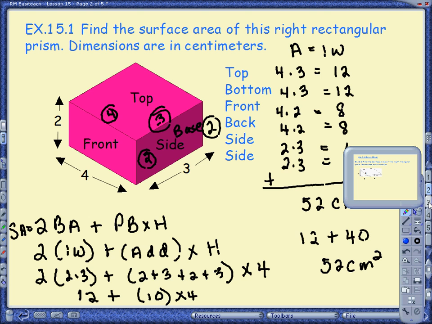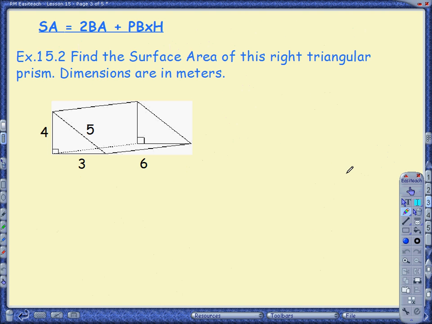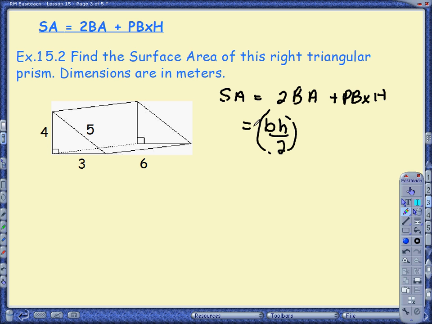Also, when you have a triangular prism, it is, but it's a little more difficult. Here we have a triangular prism, and we are going to use this formula. Surface area equals 2 base areas plus the perimeter of the base times the height. Now, when we have a triangle, our base area is base times height divided by 2. So we're going to multiply whatever the area of the triangle is by 2.